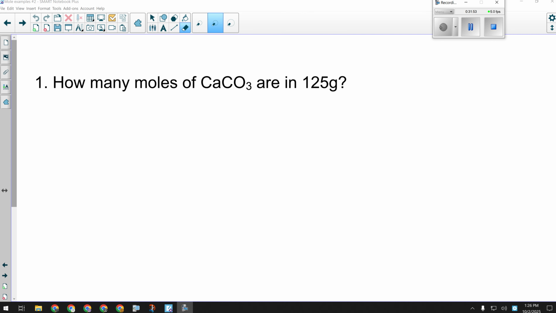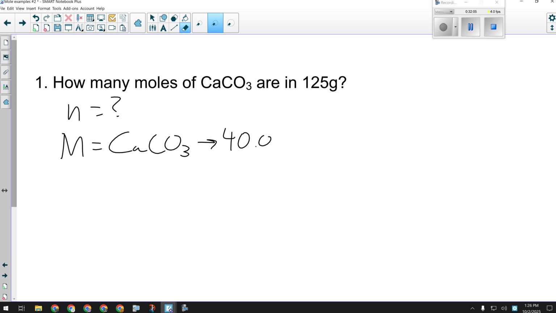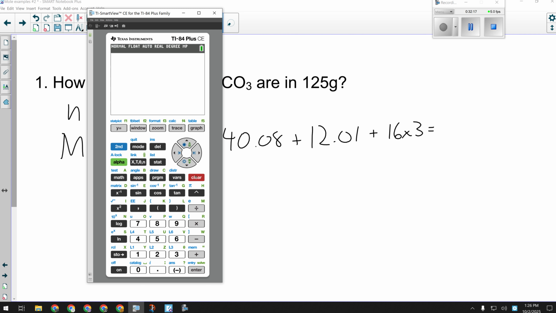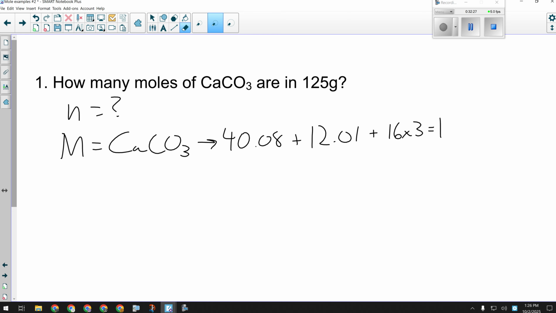Okay, so for number 1 here, we got a type 1 question. It's just asking us how many moles there are. So we're looking for n. They tell us the material, it's calcium carbonate. So we have 40.08 for the calcium, plus 12.01 for the 1 carbon, plus 16 times 3 for the 3 oxygens, to get our total molar mass there. So 40.08 plus 12.01 plus 16 times 3, right? It's going to give us 100.09 grams per mole.